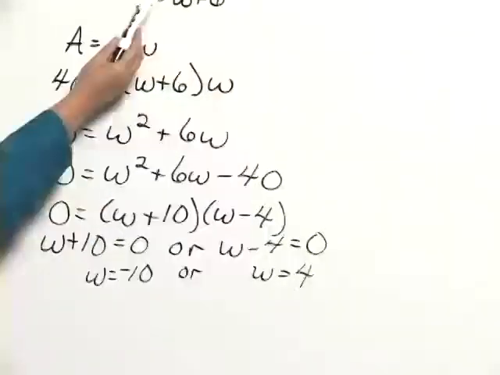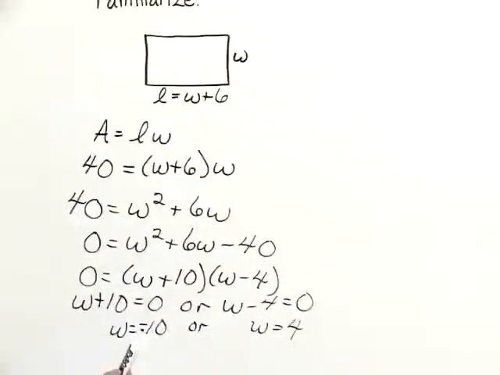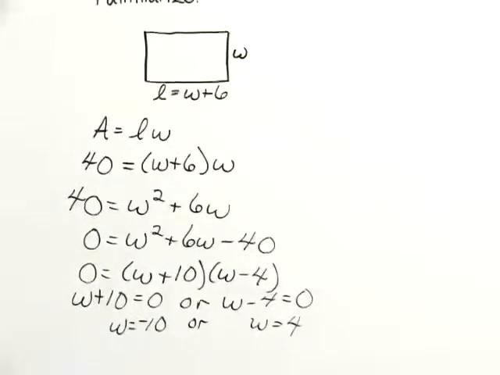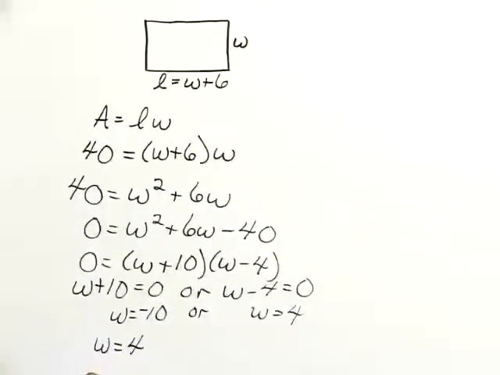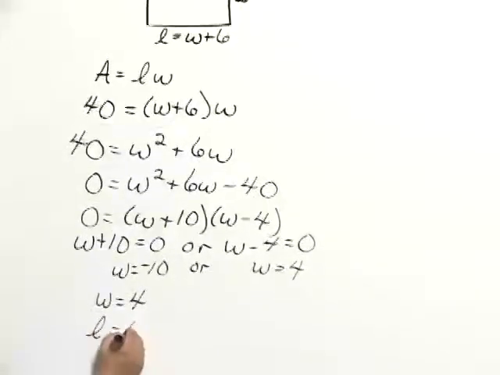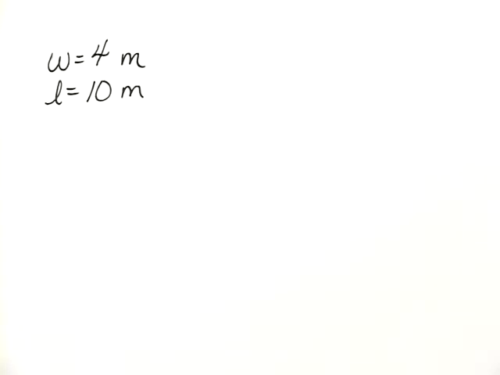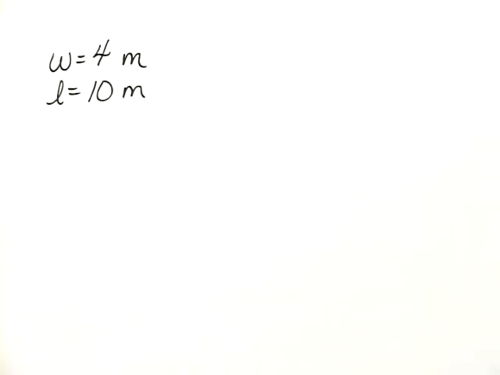Now, since we're dealing with a real situation with the width of a rectangle, we don't want to use the negative number. So we'll just have W equals 4, and if the length is 6 more than the W, we would have W equals 4, and the length would be 10. We have a possible solution then of a width of 4 meters and a length of 10 meters.